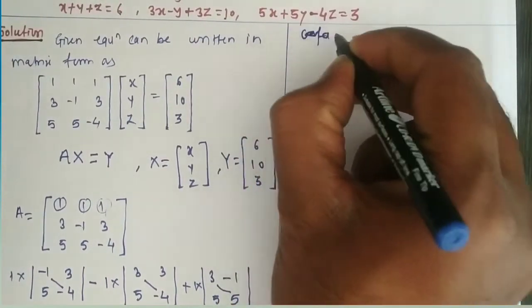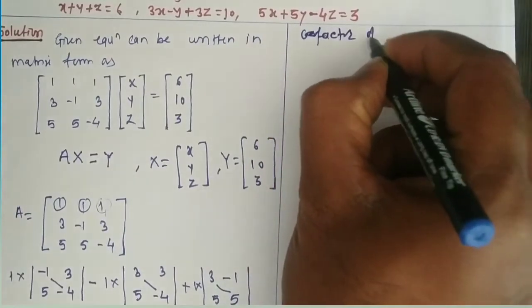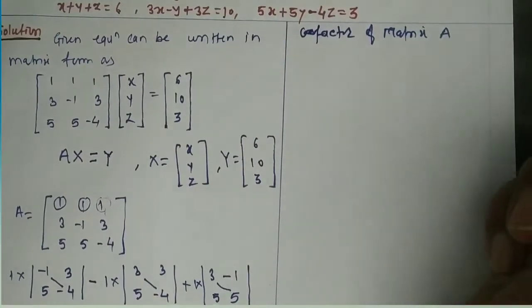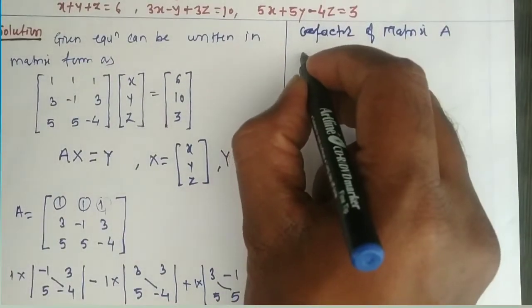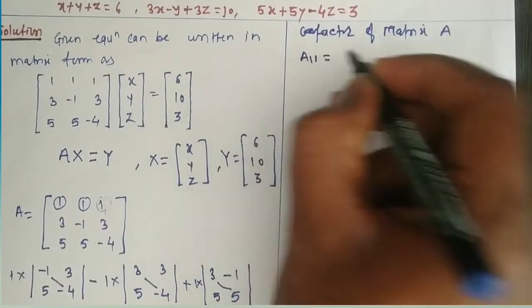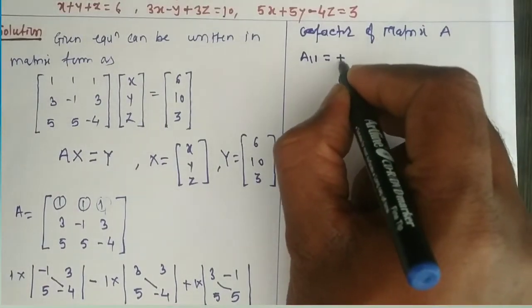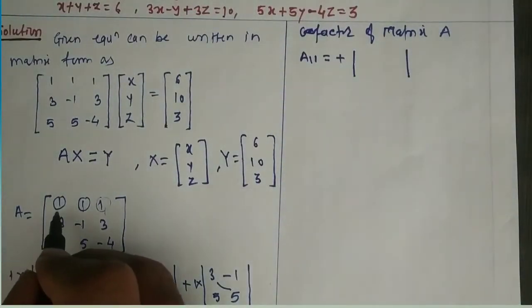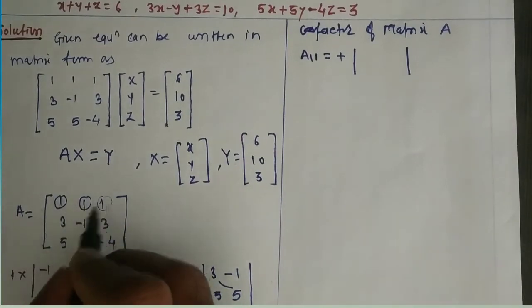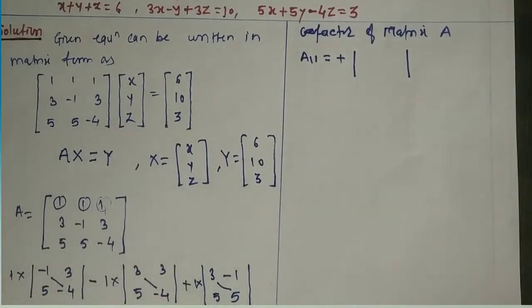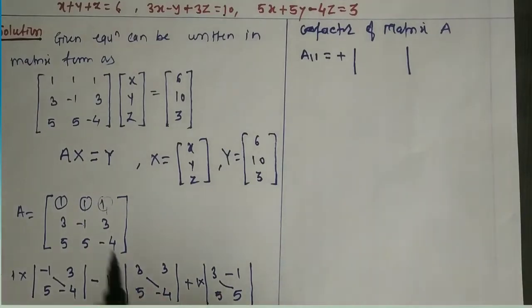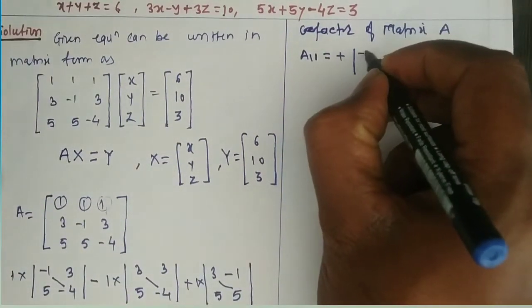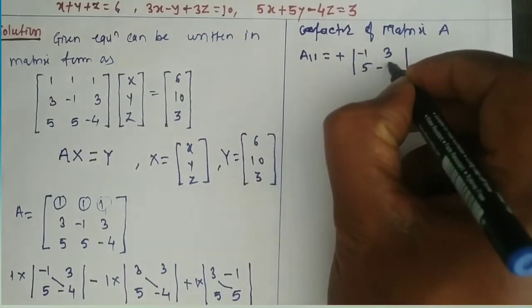So, cofactor of matrix A. How to calculate cofactor of matrix A? A11. How to write A11? We have to write plus sign, and this first entry is 1. So, eliminate this and this. What you will get here? You will get this as minus 1, 3, 5 and minus 4.